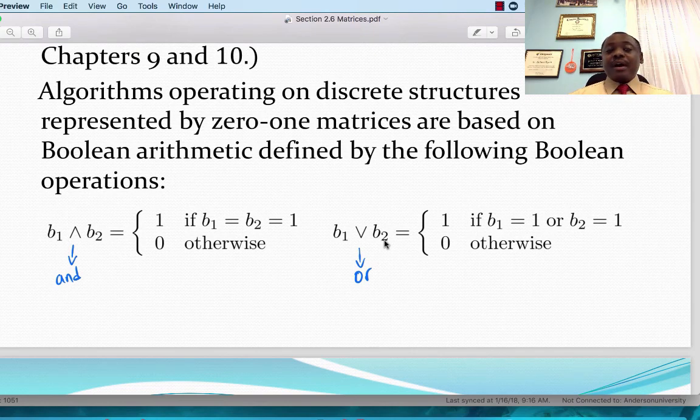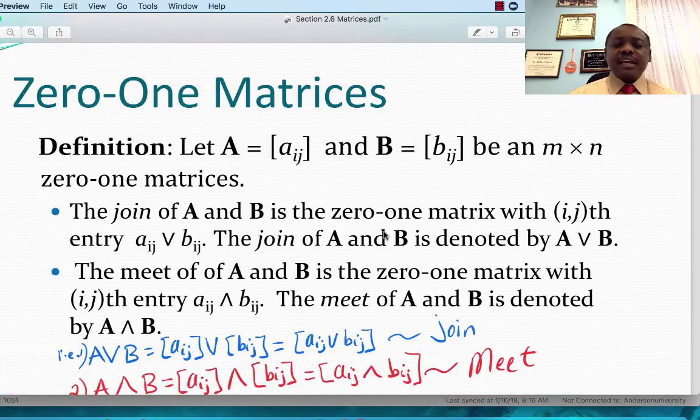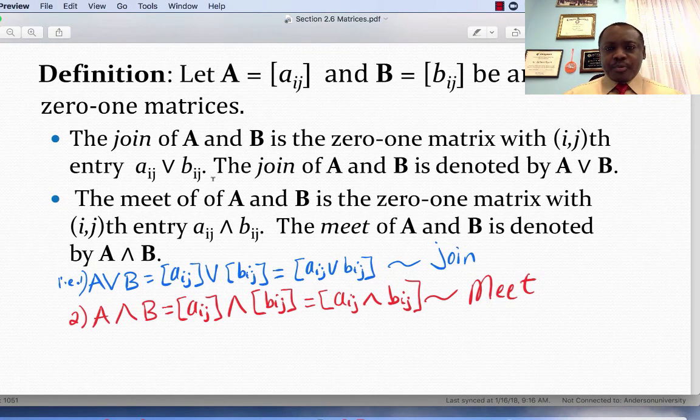Now, we know AND and we know OR. Let's progress in our study of Boolean arithmetic. Let A be the matrix Aij and B the matrix Bij and of dimension m by n. So both matrices have the same dimension. Then we can define the join of A and B, and we can also define the meet of A and B. Simply put, the join of A and B is simply A or B.